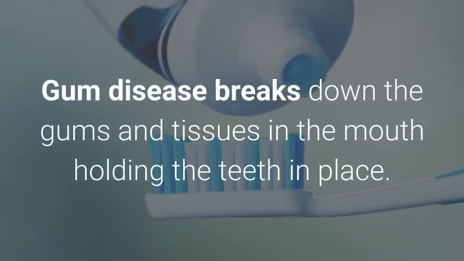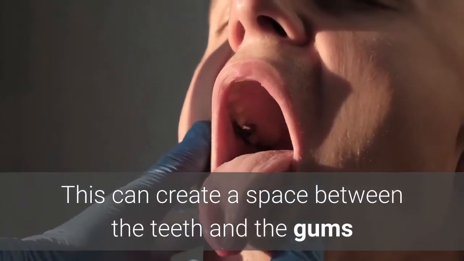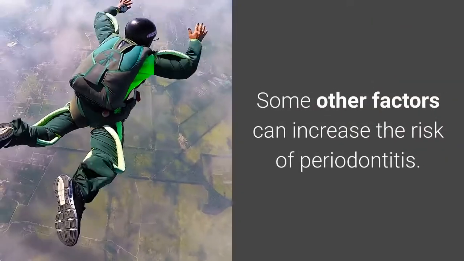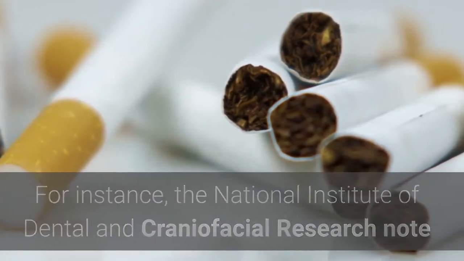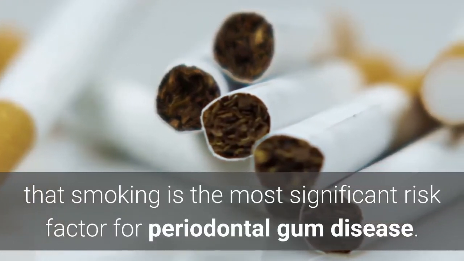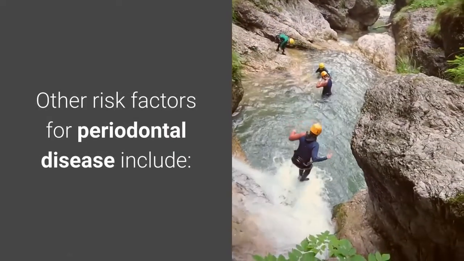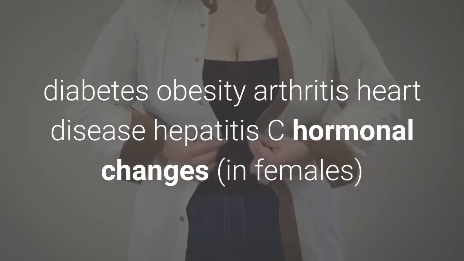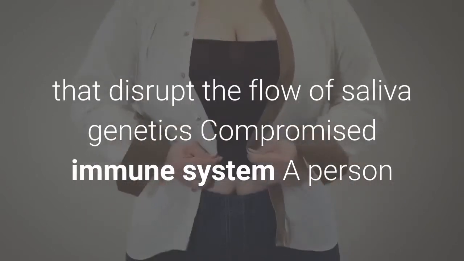Gum disease breaks down the gums and tissues in the mouth holding the teeth in place. This can create a space between the teeth and the gums where bacteria can live and multiply, potentially leading to abscesses. Some other factors can increase the risk of periodontitis. For instance, the National Institute of Dental and Craniofacial Research notes that smoking is the most significant risk factor for periodontal gum disease. Other risk factors for periodontal disease include diabetes, obesity, arthritis, heart disease, hepatitis C, hormonal changes in females, some illnesses, certain medications that disrupt the flow of saliva, genetics, and a compromised immune system.